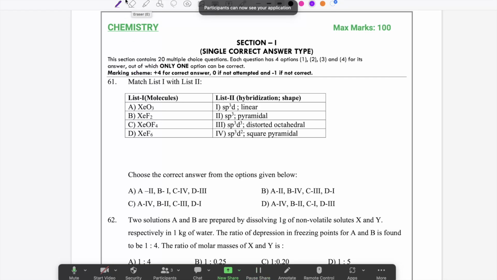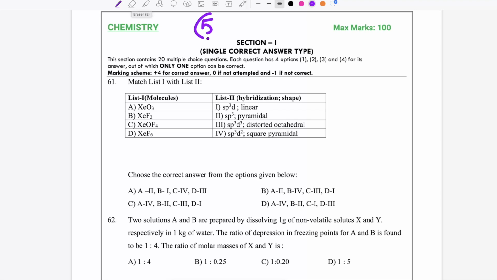So good afternoon. Today we'll see the Grand Test number 5, which is conducted today, that's on 12th January. So here is the 61st question. We start with the 61st question. Four molecules are given here.